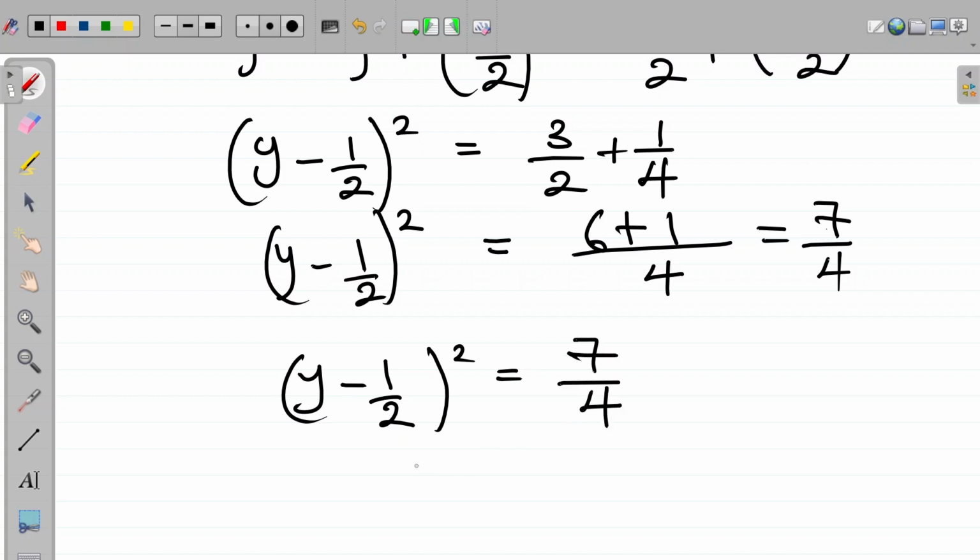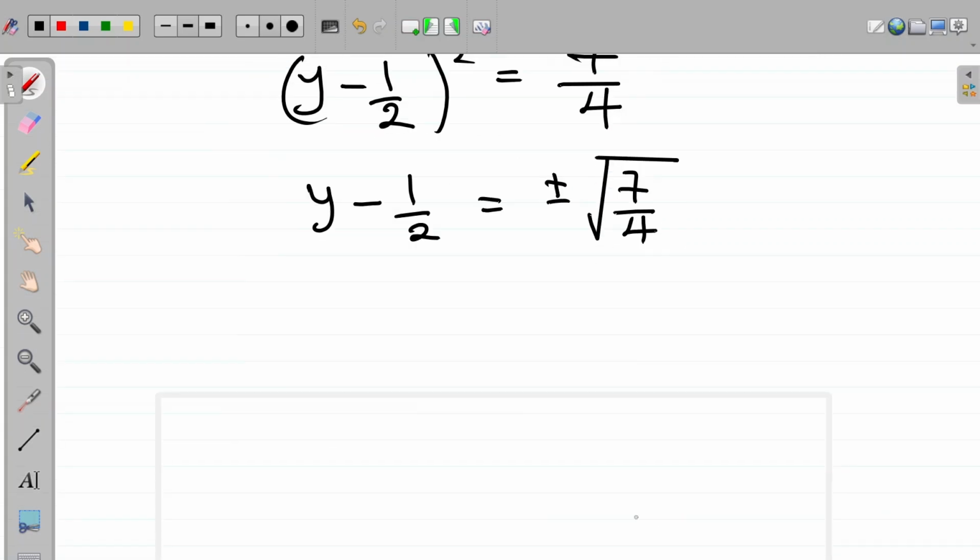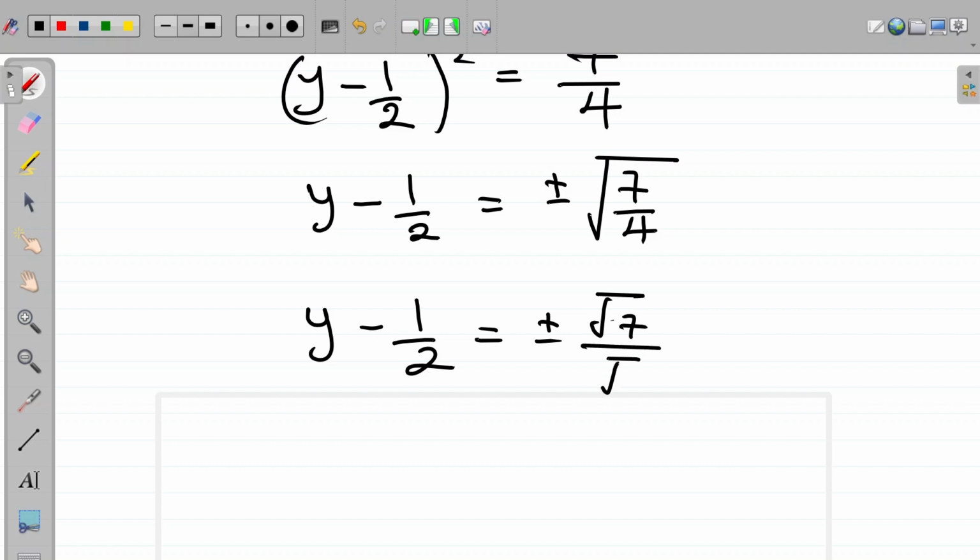Now if we take the root of both sides, we have y minus 1 divided by 2 equal to plus or minus root of 7 divided by 4. So we have that our equation becomes y minus 1 divided by 2 equal to plus or minus root of 7 divided by root of 4. This can be expressed as root of 7 divided by 2.